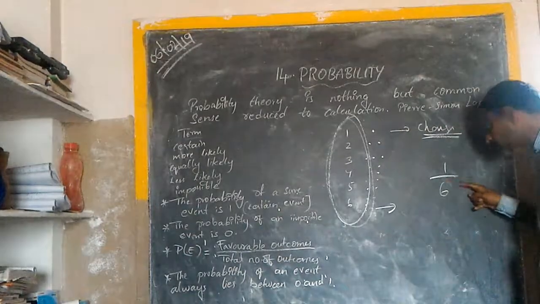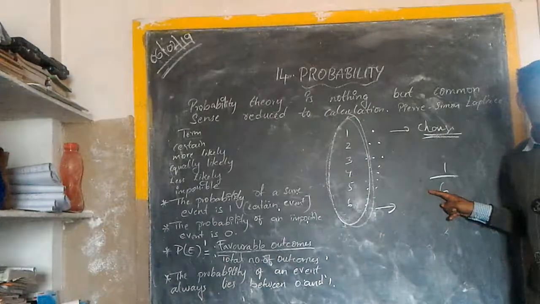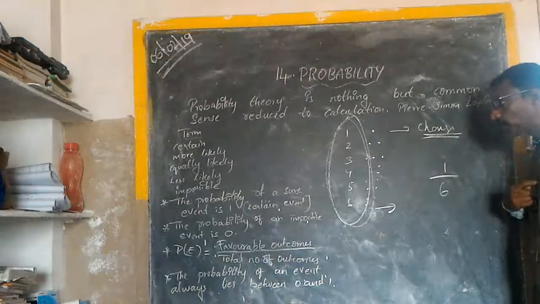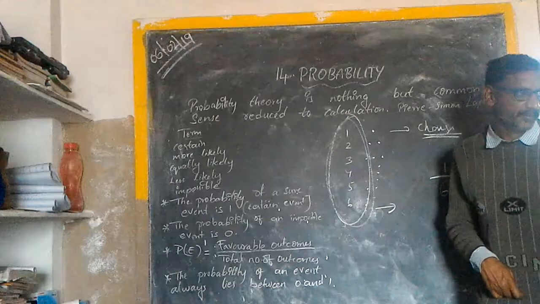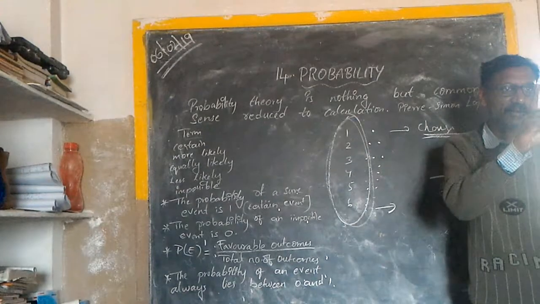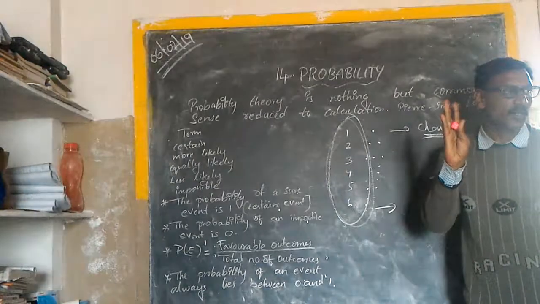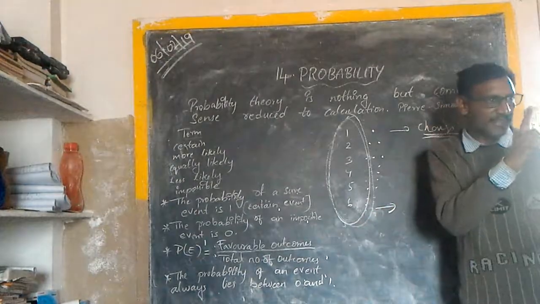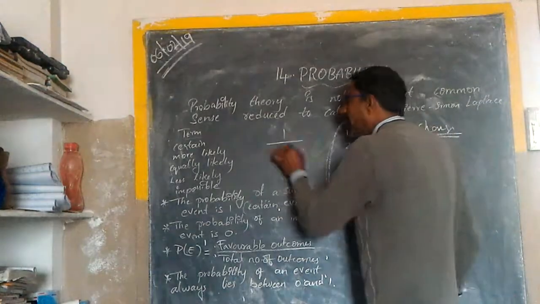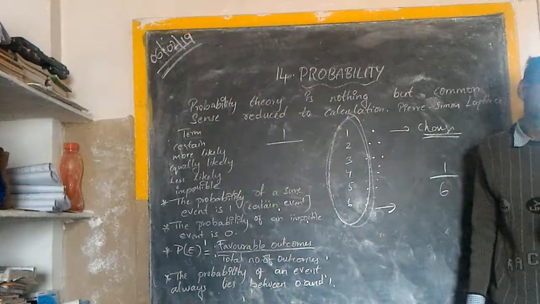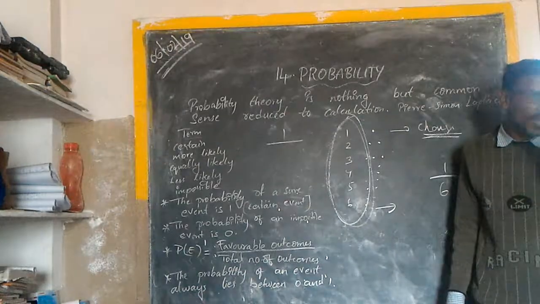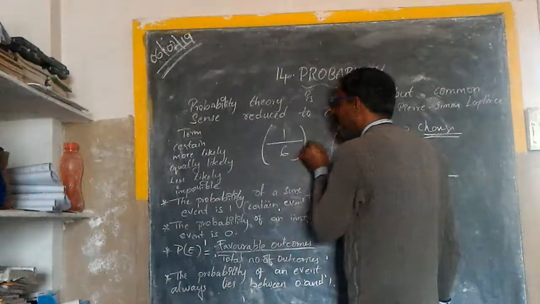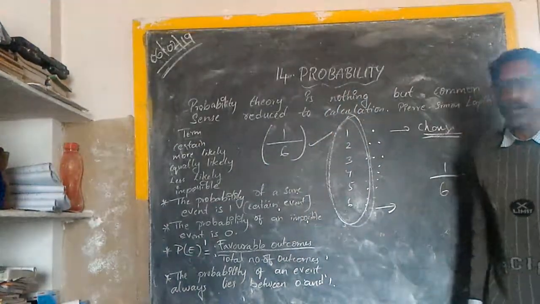These are the possible outcomes. This is the favorable outcome. Suppose I expect 3. I have only one chance. When a die is thrown, the top may show 3, may not. But I have a chance. The chance divided by the total how many chances are there? 6 chances. Out of 6 we have only one chance. That is 1 by 6. Here you consider this as the probability of 3.